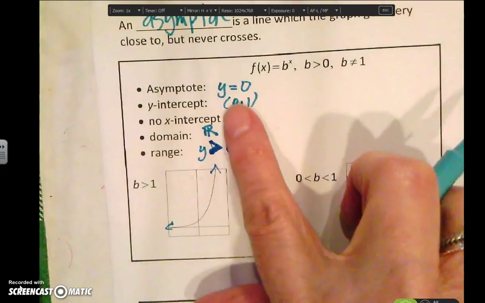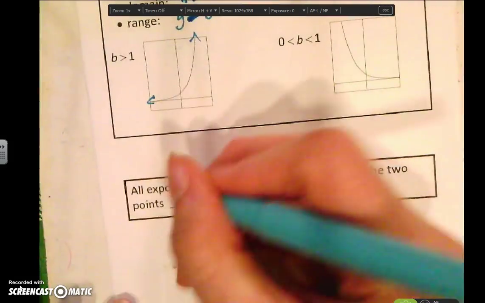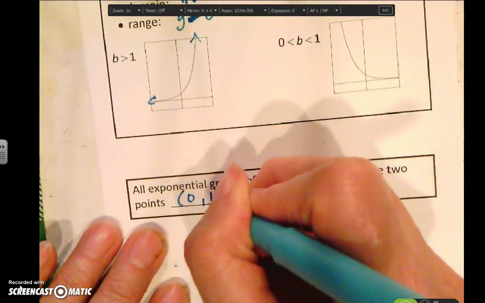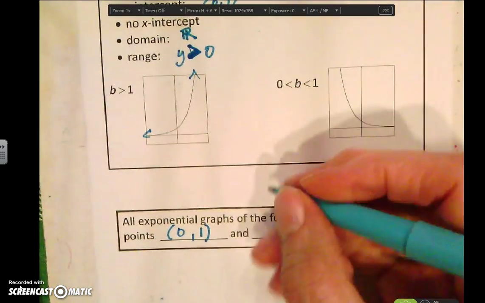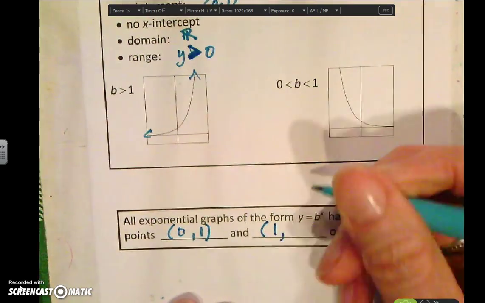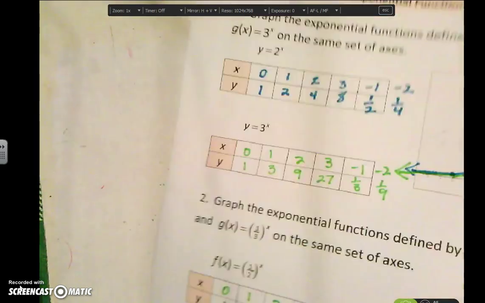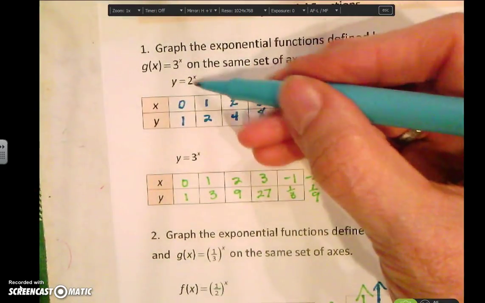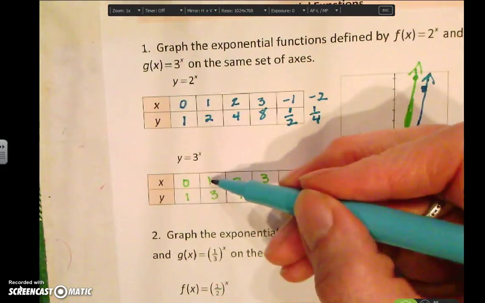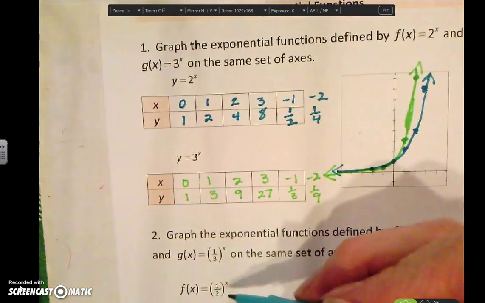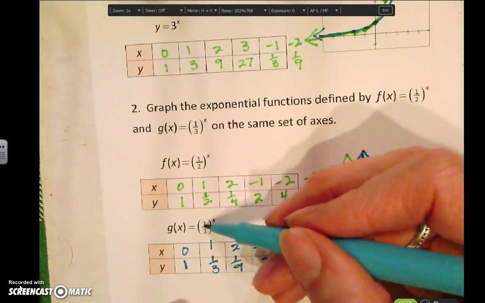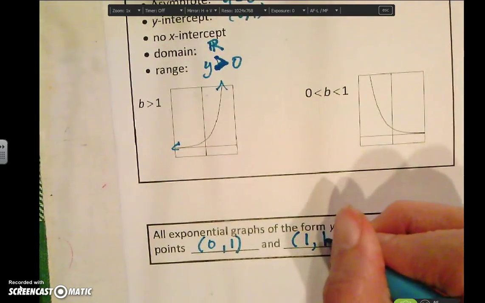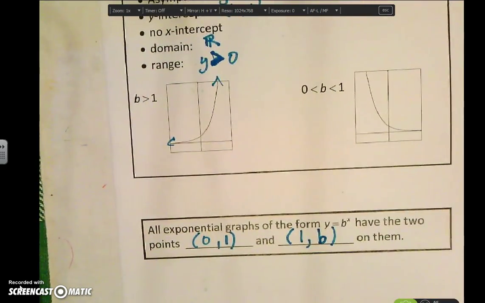It says all exponential graphs of the form y equals b to the x have two points, and we talked about one of them. You saw where they all had the point (0, 1) on every one of the graphs that we graphed. There is also another point that's a little bit different, but it always matches the base: (1, 2), (1, 3), (1, 1/2), and (1, 1/3), which match the base. So we're going to put (1, b) for the base on that.